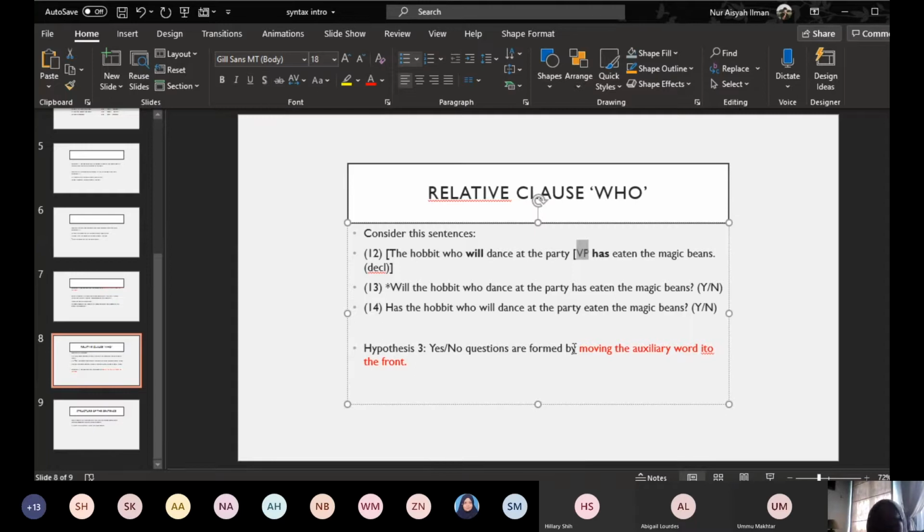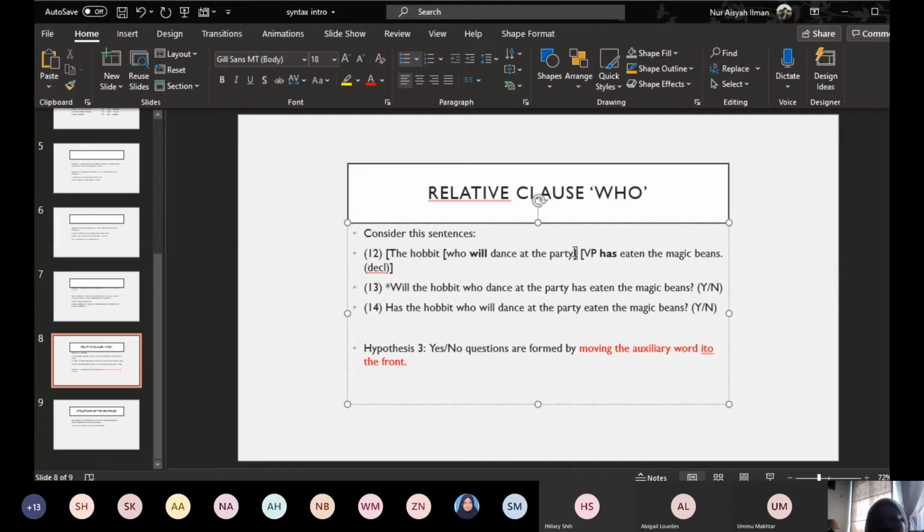Alright, so this is actually the hobbit has eaten the magic beans. Notice that you can say the hobbit has eaten the magic beans. So the hobbit is the subject, and eaten is the main verb. So you can do a sentence like the hobbit has eaten the magic beans. Then there is another sentence here, which is the relative clause, who will dance at the party. This is another sentence.